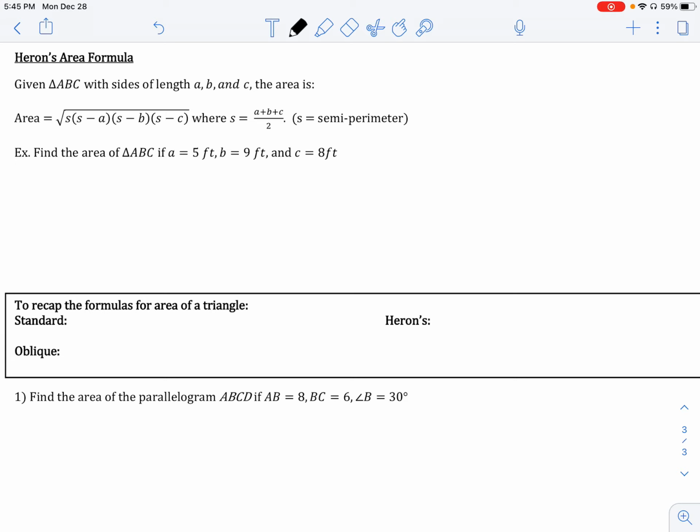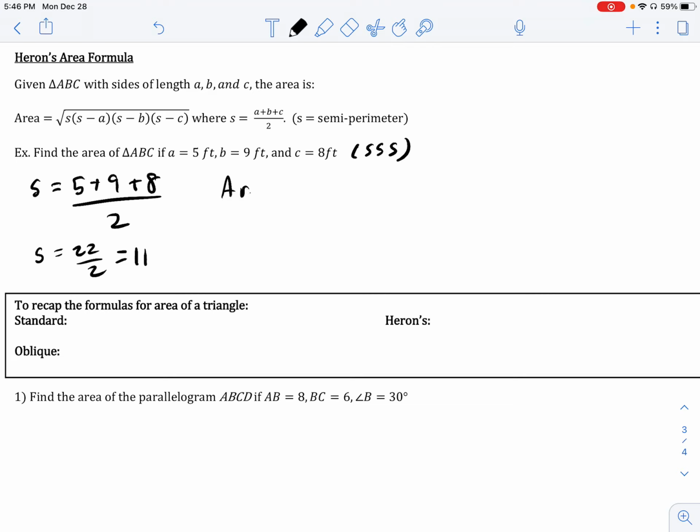So if we were given a problem where we're given 3 side lengths, it's an SSS case. Notice we have an SSS case. We can first find the semi-perimeter by adding up the 3 sides, 5 plus 9 plus 8, and then dividing it by 2. And so S here is going to be, that's 14 plus 8, that's 22, divided by 2, that's 11. So S is 11 here.